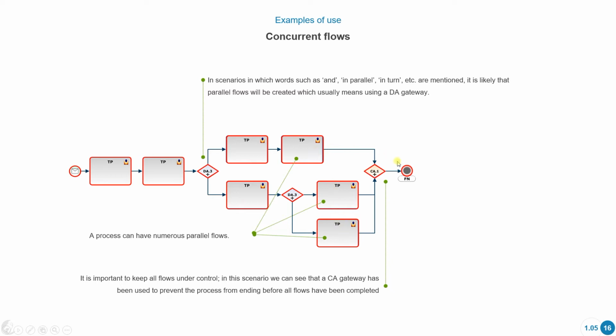Let's imagine we directly connect them all to an FN. What would happen then? The first task that would be completed would redirect the flow to the FN, and then these guys here who are still working, they'd lose their task. So they wouldn't be able to interact with it anymore. Obviously, we don't want this to happen in this scenario, so we left a CA gateway in order for this gateway to make sure that the flow is stopped here, and until all of these tasks are performed or finished, the process isn't going to end.